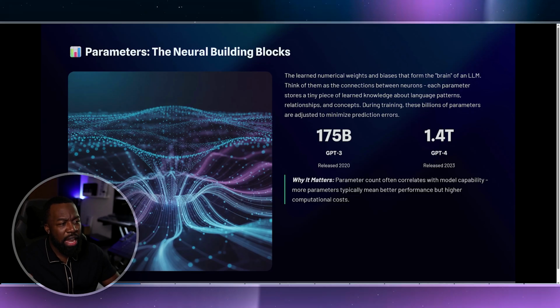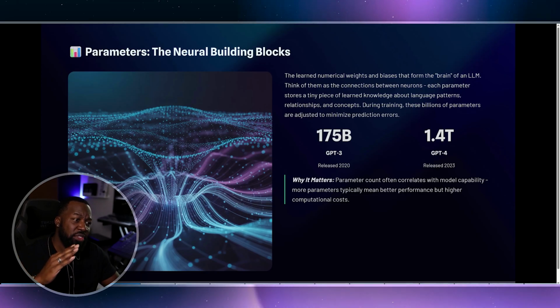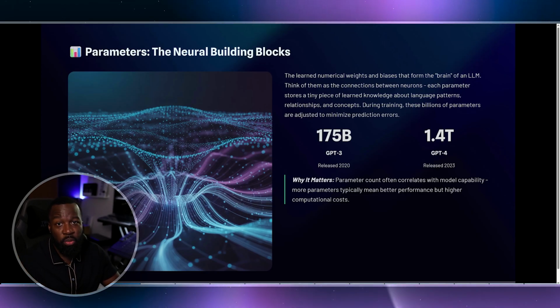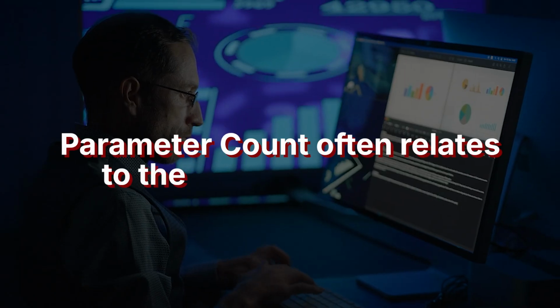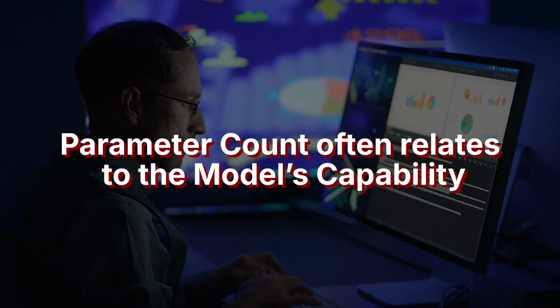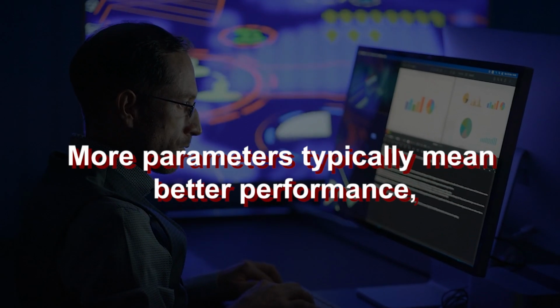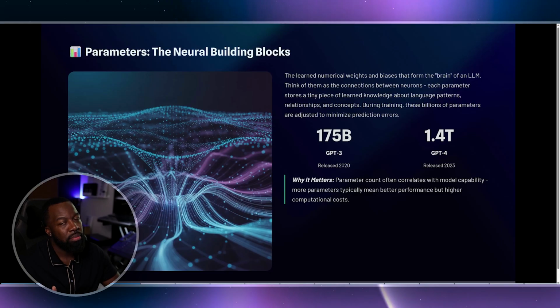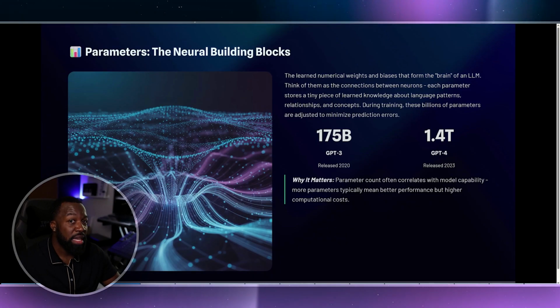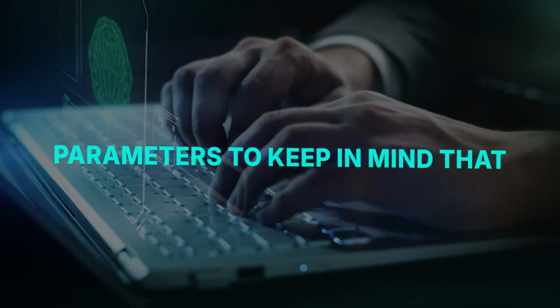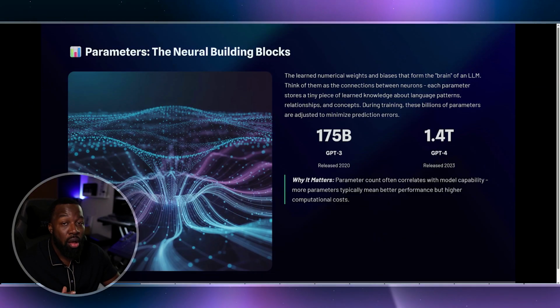And you can go online and look at the models and see how they've grown drastically in the number of parameters that the models are made up of. Why does it matter? Parameter count often relates to the model's capability. More parameters typically mean better performance, but it also means higher computational costs. So I think it's important when we talk about parameters to keep in mind that bigger is not always better.